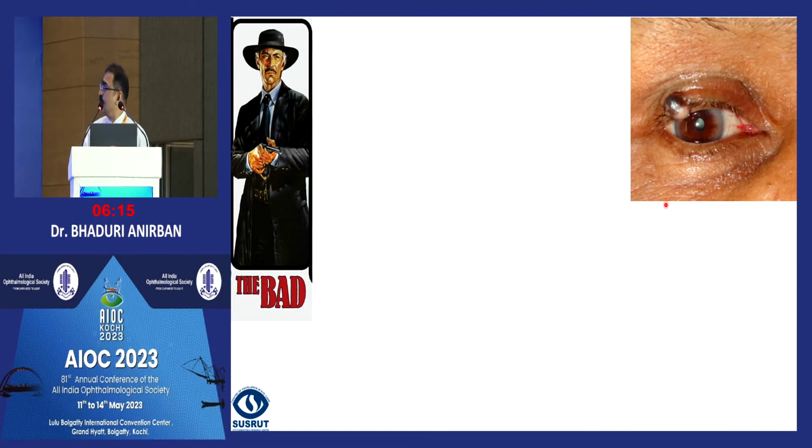Okay, let's look at some of the bad ones. These. Any answers to this? So it's arising from the lid margin. Part of it is pigmented, part of it is shiny, pale.